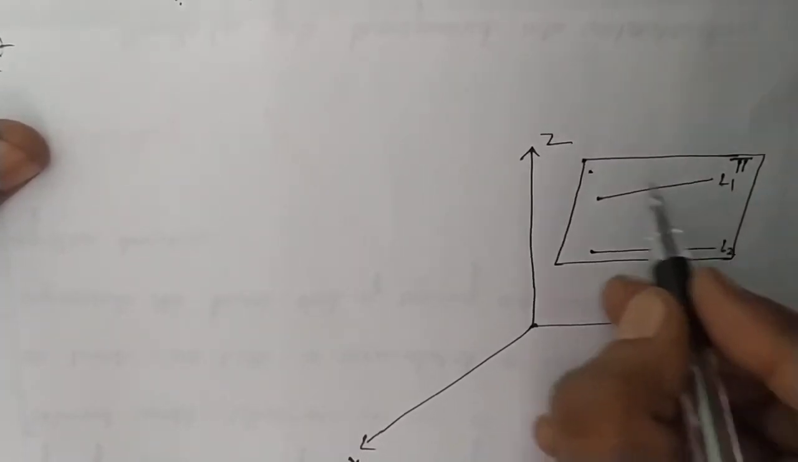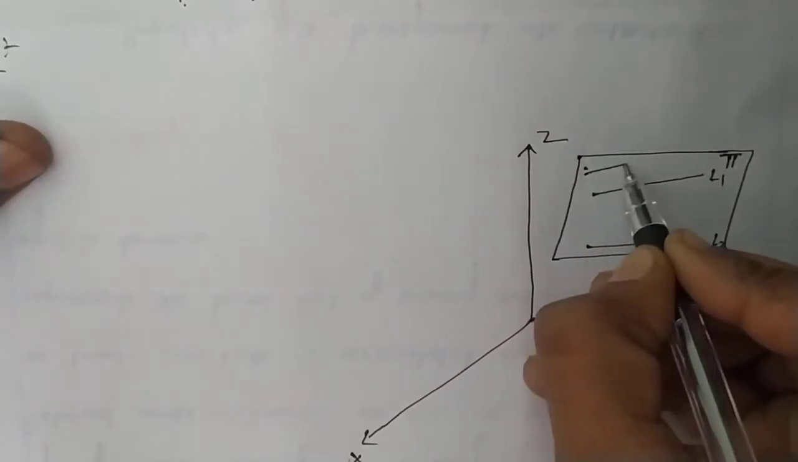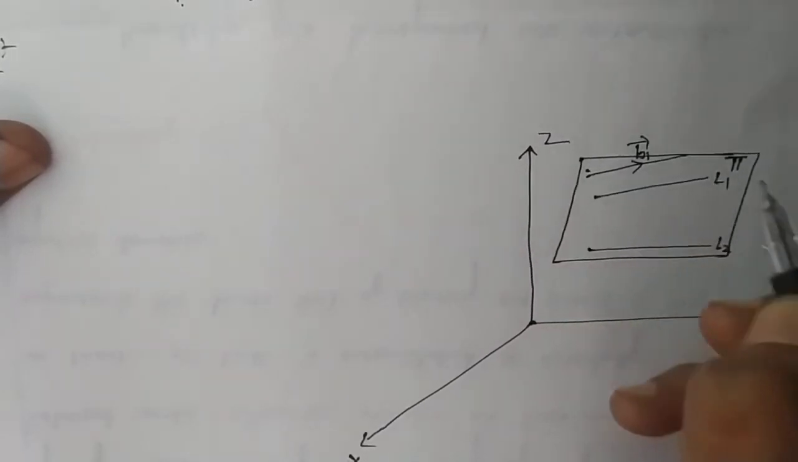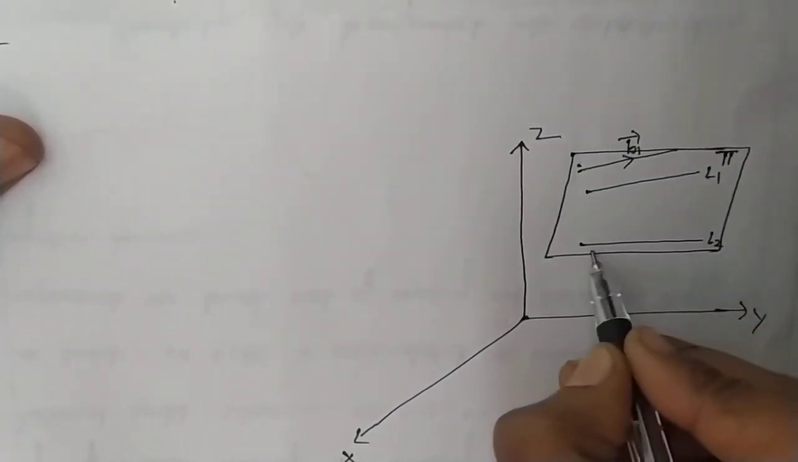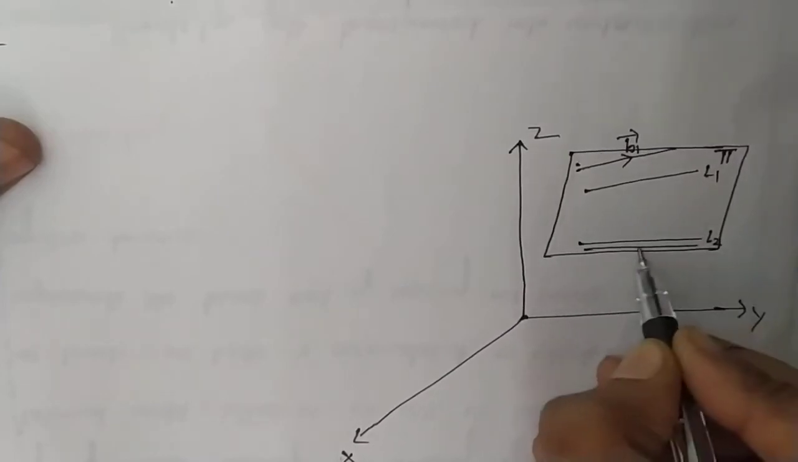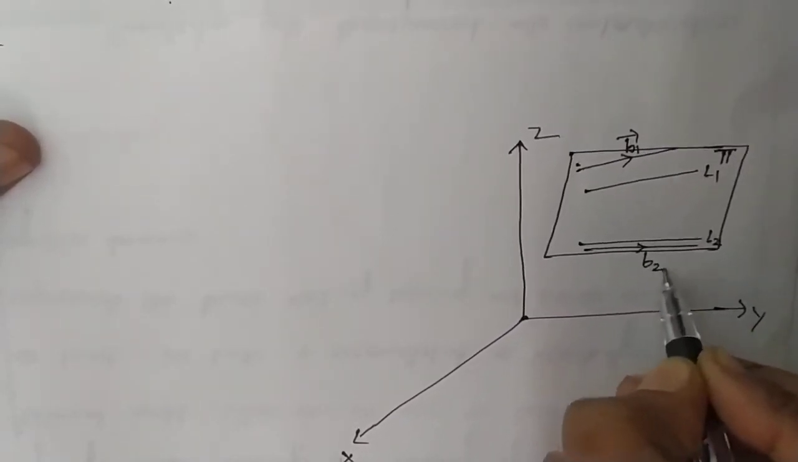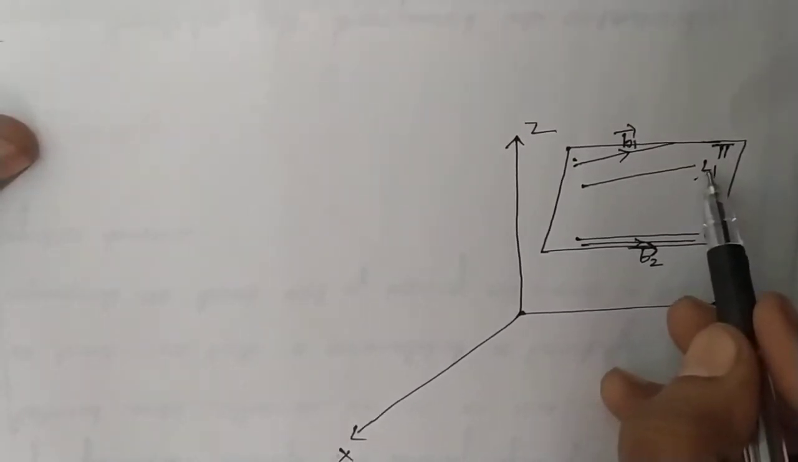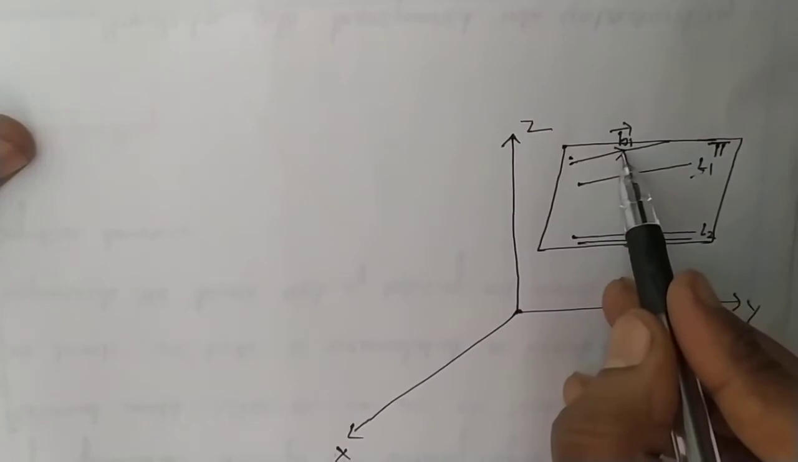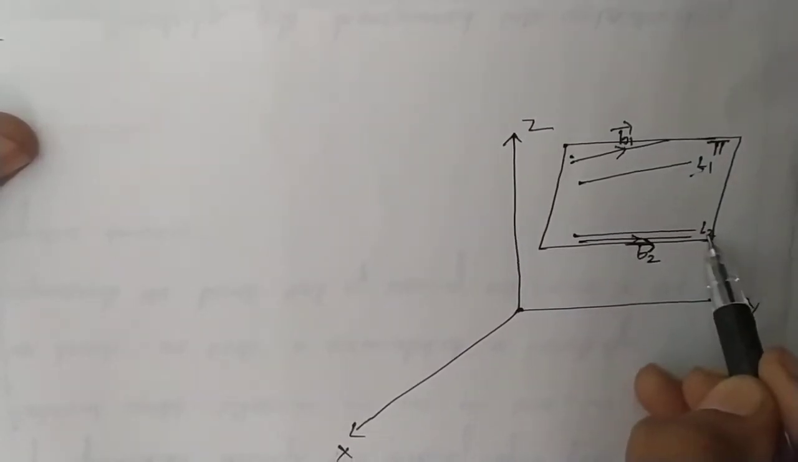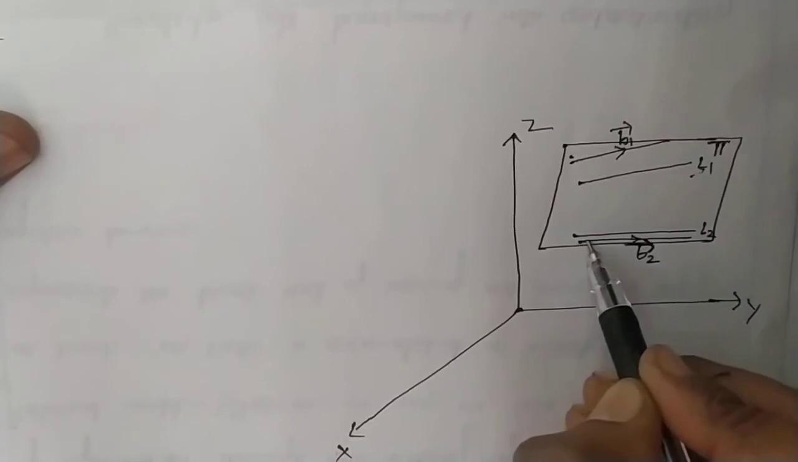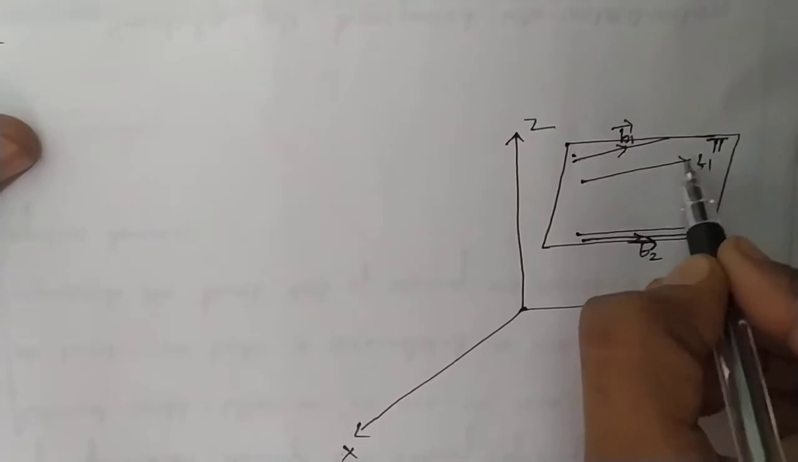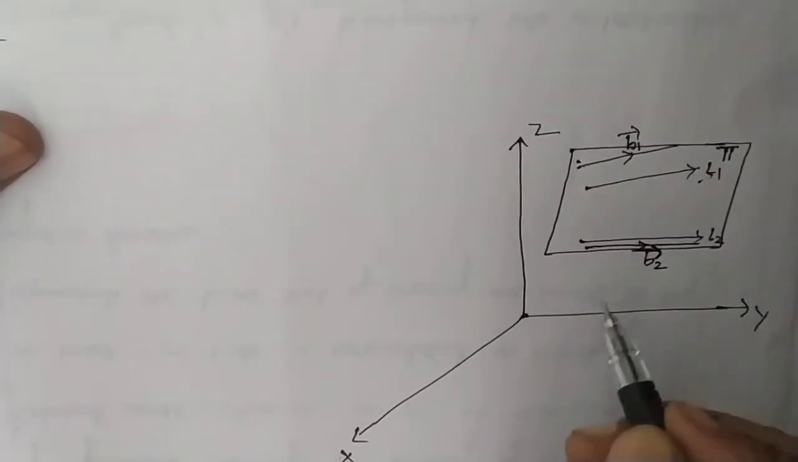For this line L1, there will be a parallel vector. Let us take that vector to be the B1 vector. Similarly, for the line L2, there will be a parallel vector, that is the B2 vector. It is a line L1 and it is a line L2, right?